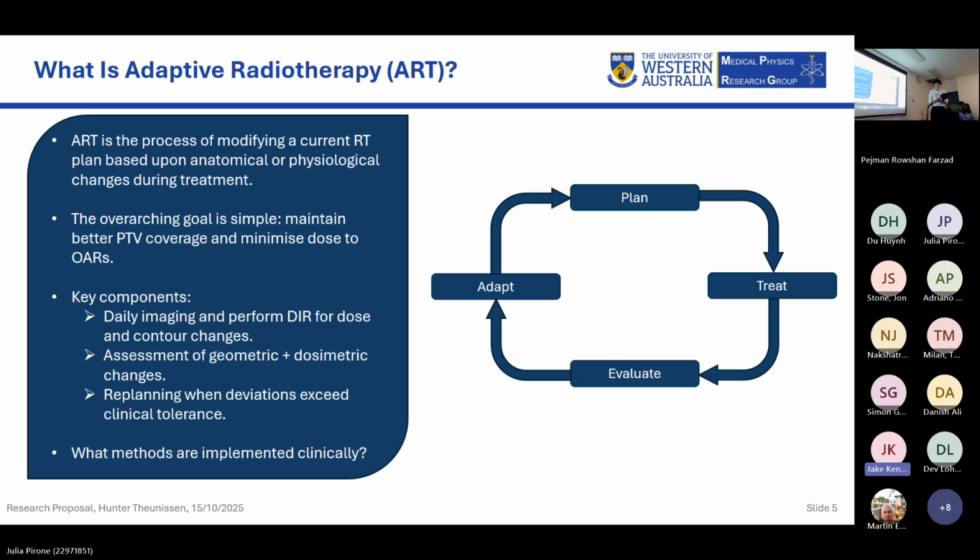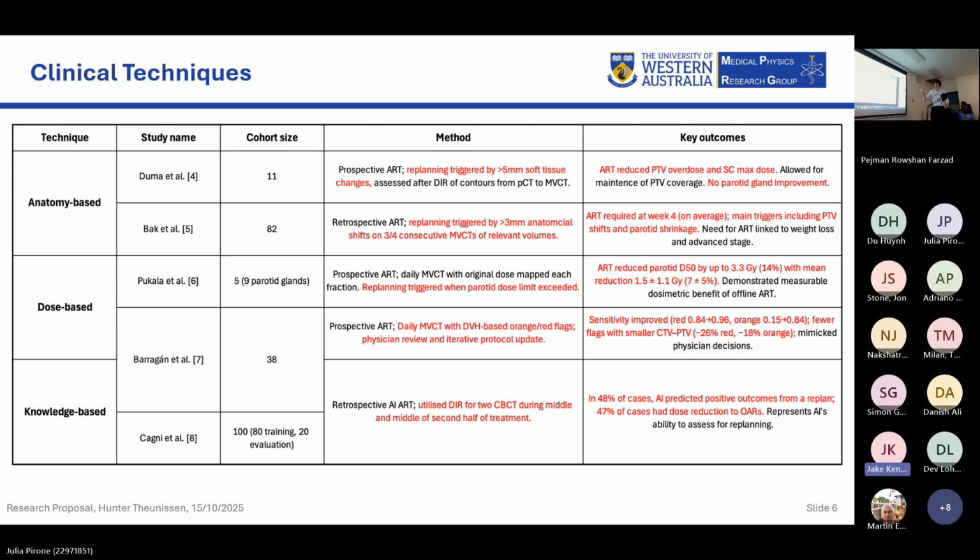So that's essentially what this study is about. We're trying to figure out what deviations and what tolerances are ideal and when a patient should be replanned. There's a little bit of a flow diagram here. It's quite apparent: plan, treat, evaluate, adapt. So here are some clinical techniques we came across when we were doing the literature review. The techniques are anatomy-based, dose-based, and knowledge-based, kind of going down from advancement, if you like. And then, of course, we have the description of the paper.